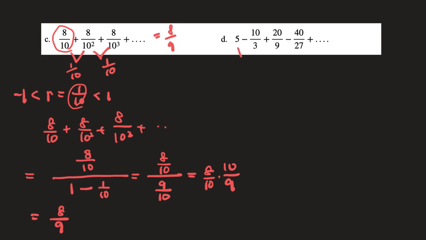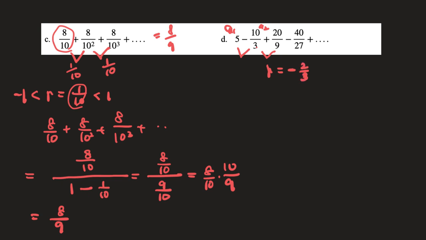Let's check the next one. This is a 5. How can we find it? 10 over 3, negative 10 over 3. Go to the next one. You cannot see what the ratio is right away, so check the next terms. First, this is the first term. This is the second term. Much clearer, right? Negative parts, an alternating series, an alternating geometric sequence. In this case, what is R going to be? R is going to be negative 2 over 3.